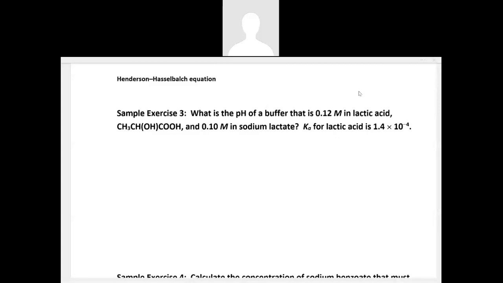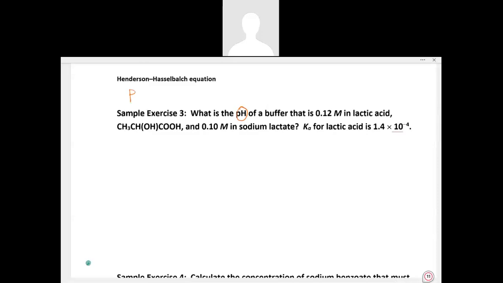In this video from chapter 17 on additional aspects of aqueous equilibria, we're going to take a look at how we can use the Henderson-Hasselbalch equation to find the pH of a buffer system. So that's what we're going to look for. We can also use that same equation to solve for other things, but specifically pH for this first example.